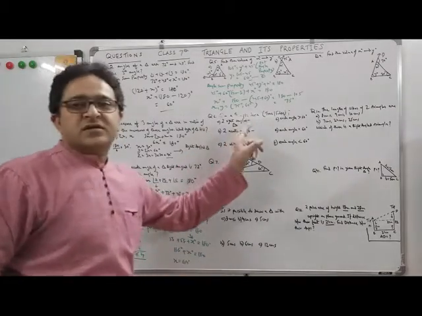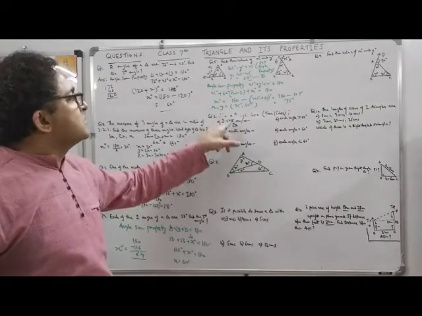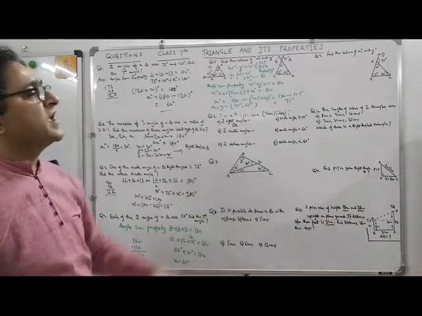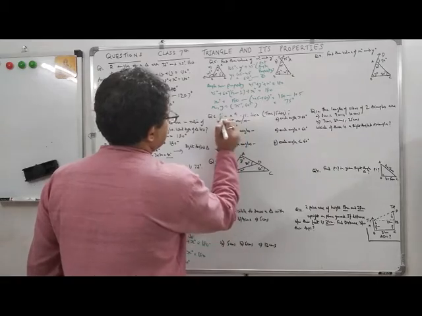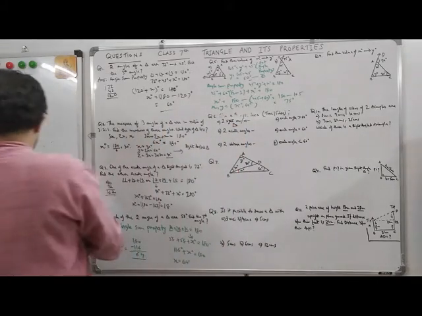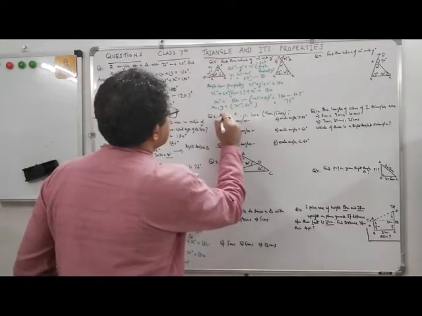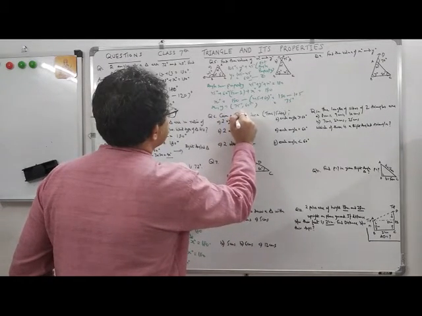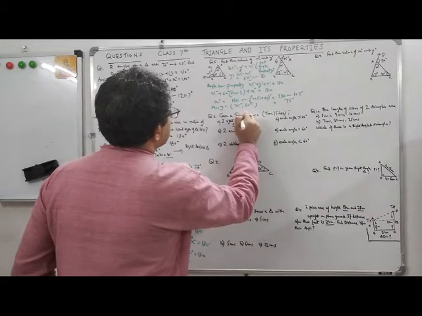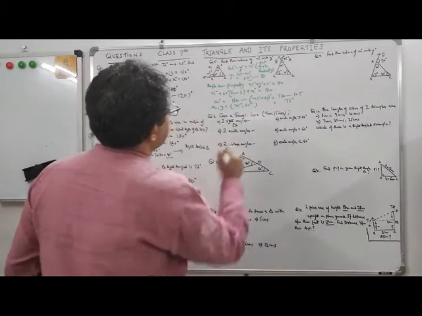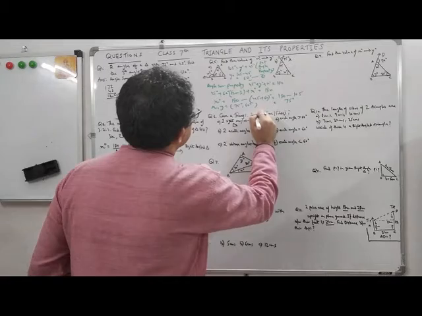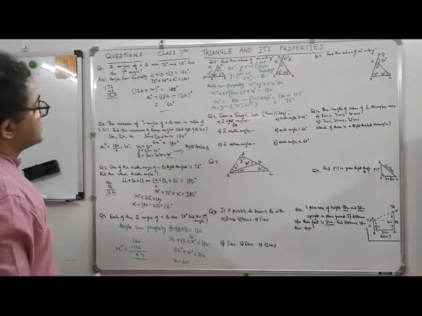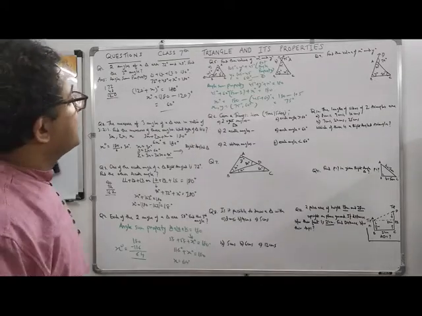Sorry to interrupt. Anyways, the question was, in a triangle, can a triangle have, true or false, two right angles? First part.